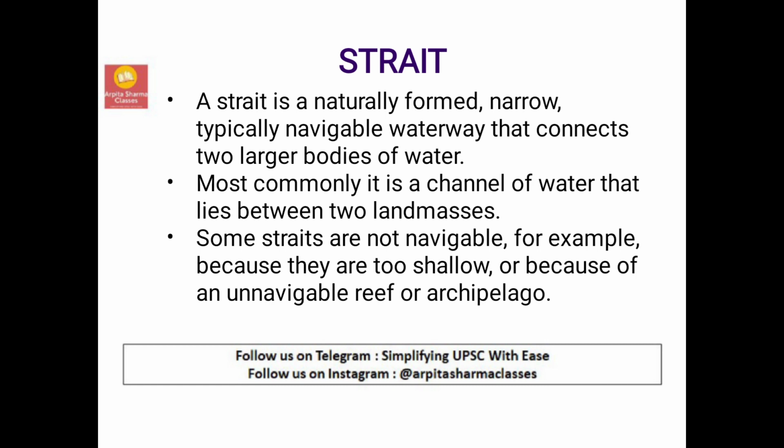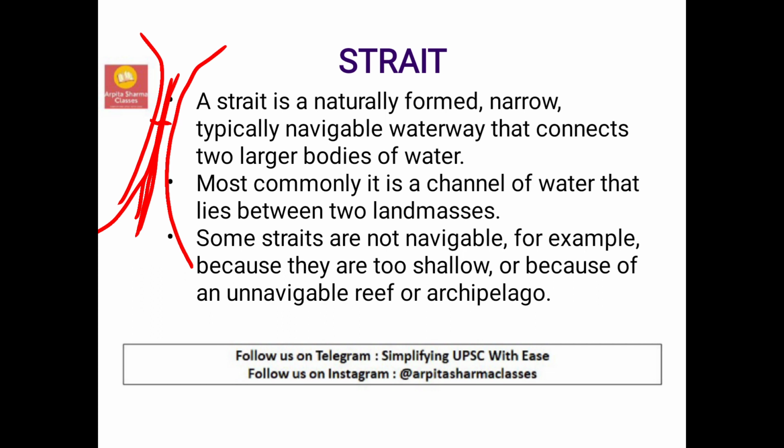I told you, a strait is a navigable waterway that will connect two large water bodies. This part can be navigable, a ship can pass through it. What if it is very small? It will not be navigable. Straits can also be non-navigable. If there is a statement that all the straits are navigable, it is false, because there are some straits where you cannot navigate. A strait is a naturally formed narrow, typically navigable waterway that will connect two large water bodies.